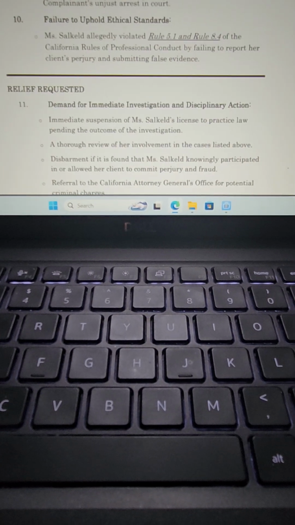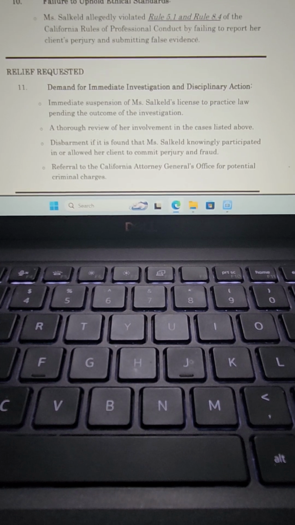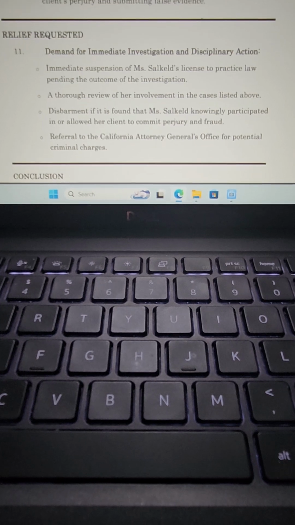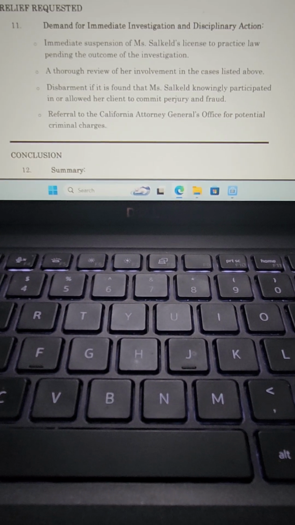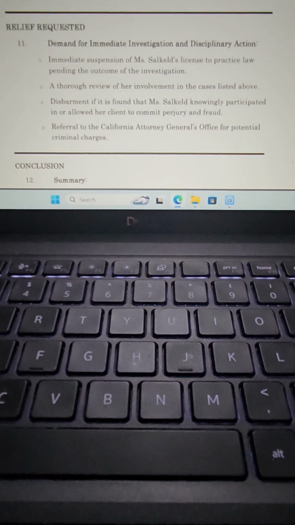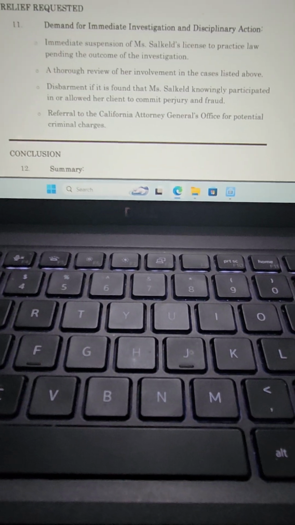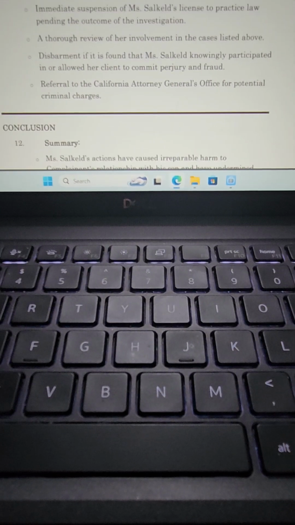relief requested, demand immediate investigation and disciplinary action, immediate suspension of Ms. Sockeld's license to practice law pending the outcome of an investigation, a thorough review of her involvement in cases listed above, disbarment if found Ms. Sockeld knowingly participated in allowing her client to commit perjury and fraud, which that's a slam dunk. Referral to the California Attorney General's office for potential criminal charges.